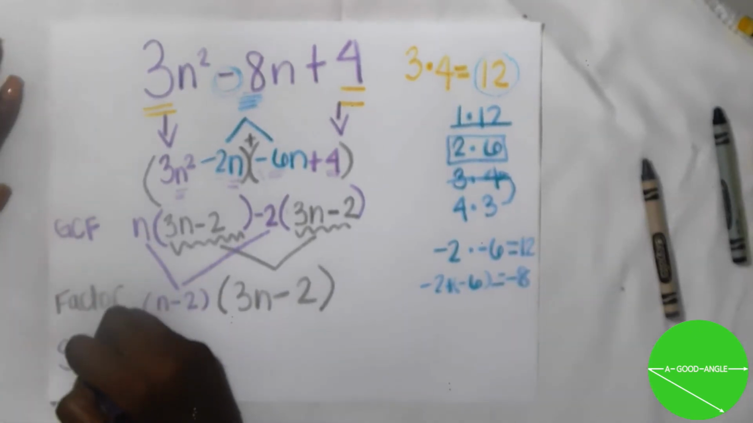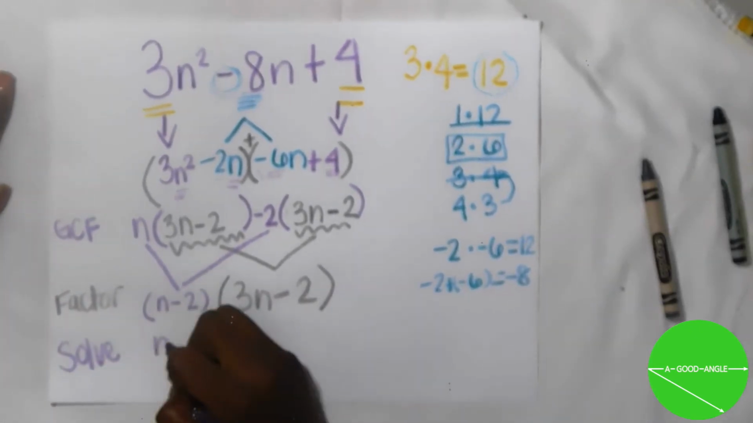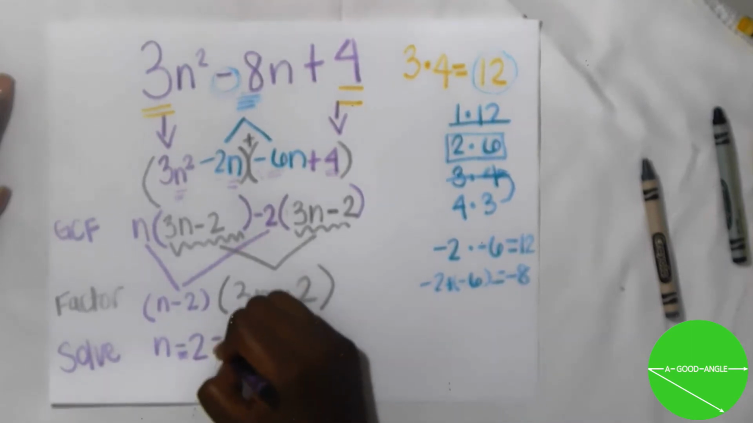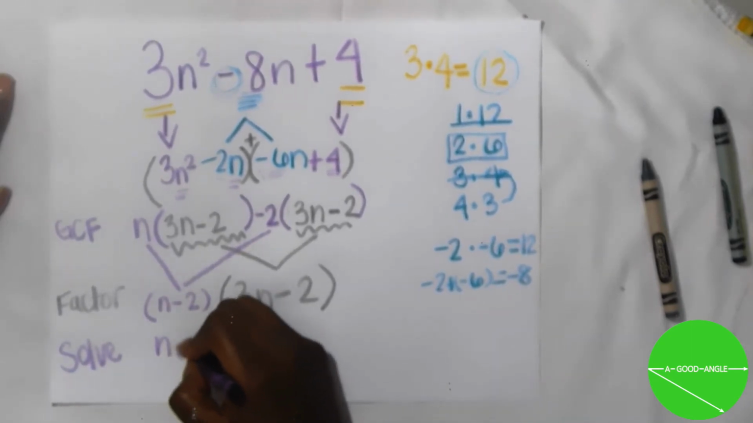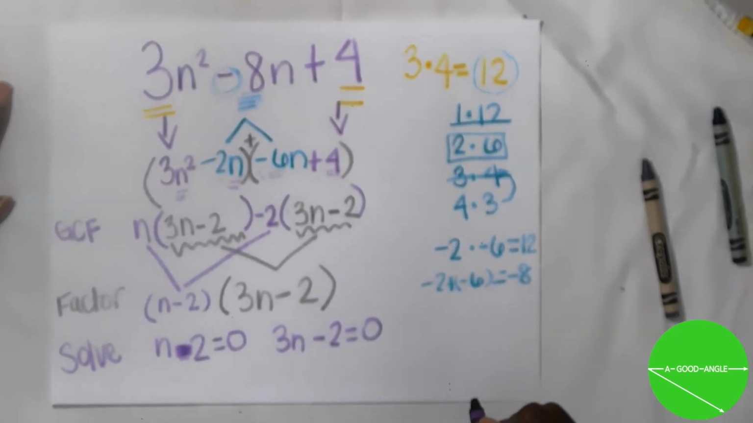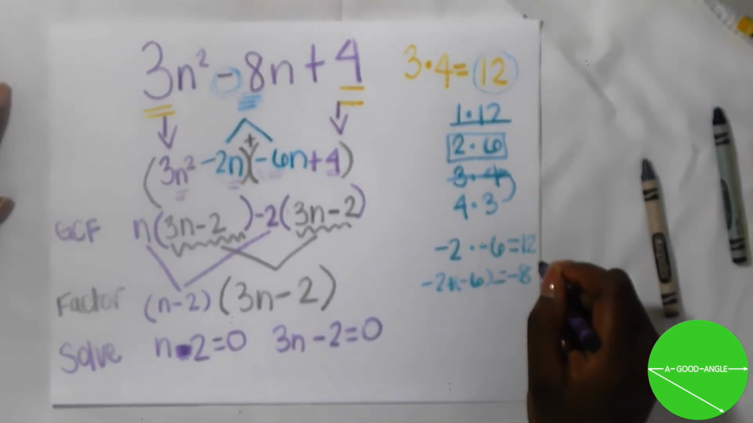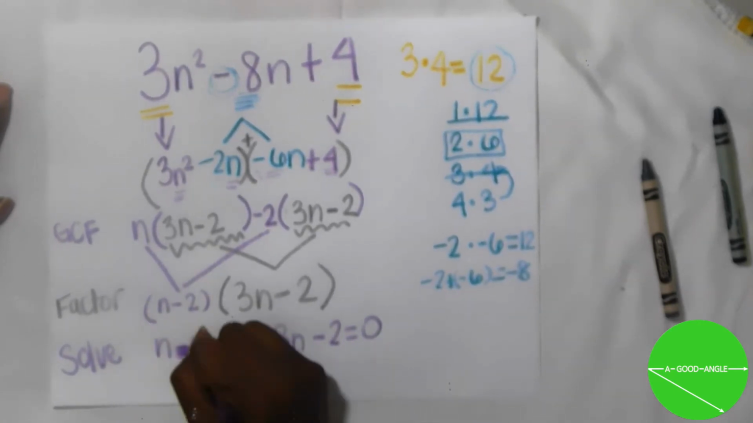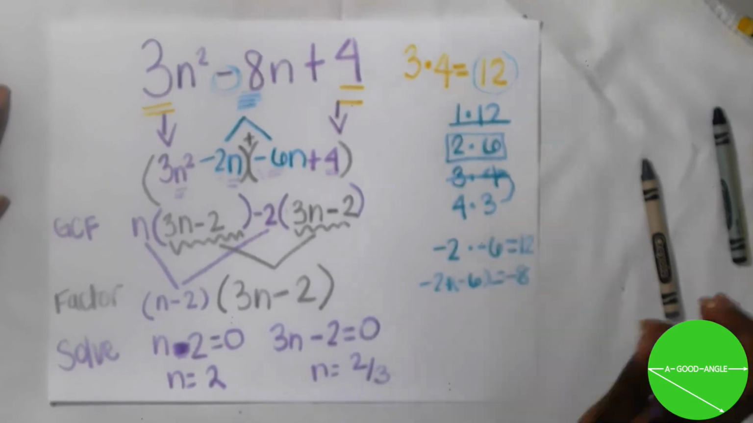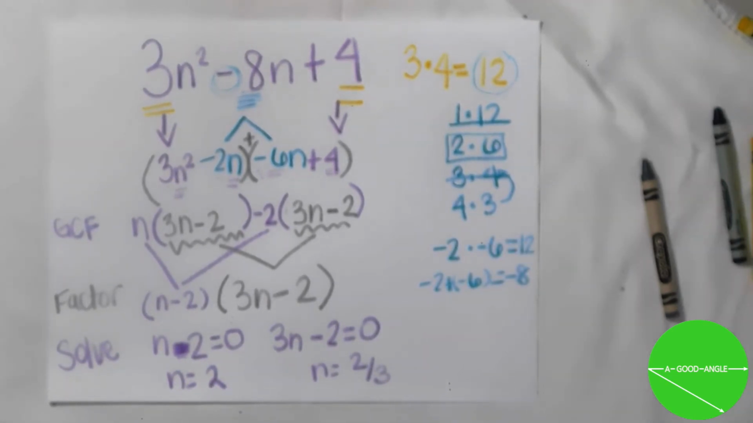So then if you got to solve that trinomial, you got to set both those factors equal to 0 and solve the equation. So n minus 2 equals 0, and then 3n minus 2 equals 0. So you're going to get two answers, n equals positive 2 and n equals 2/3. All right.